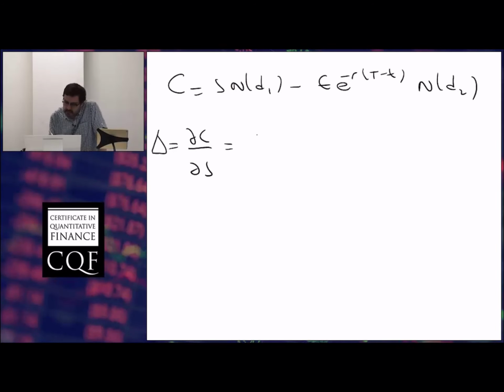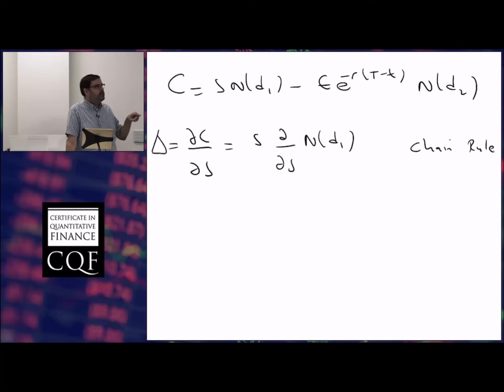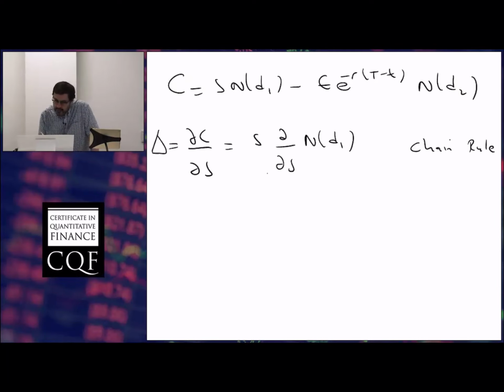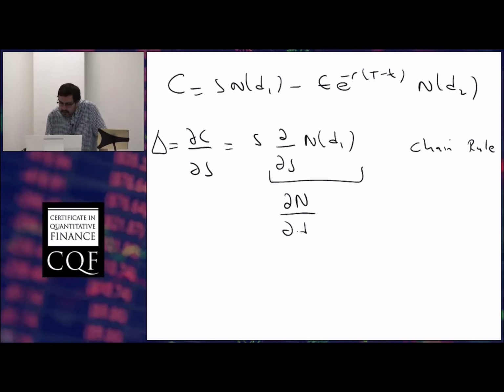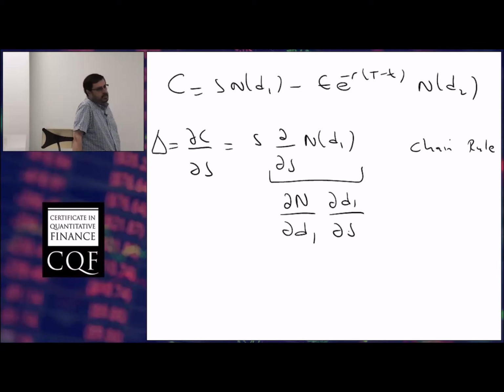Now, S times d by dS of N of d1. How are we going to calculate this? We're going to use the chain rule. Why? Because this is a function of a function. N is a function of d1, d1 is a function of S. Agreed? So you would break this down as follows. First of all, you'd say dN by d1, and then you'd say d1 by dS. That's the only trick you really need.